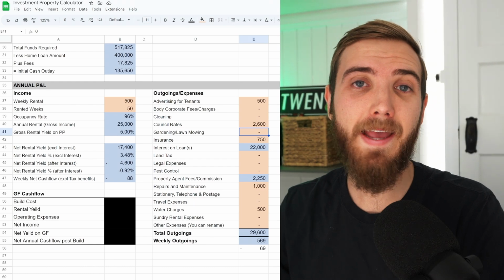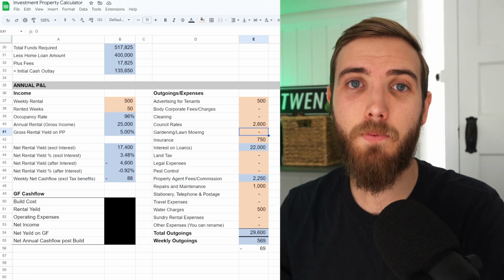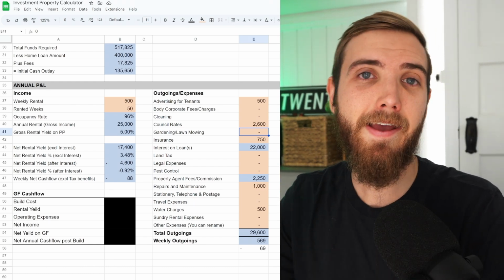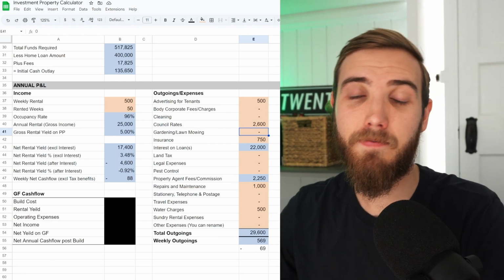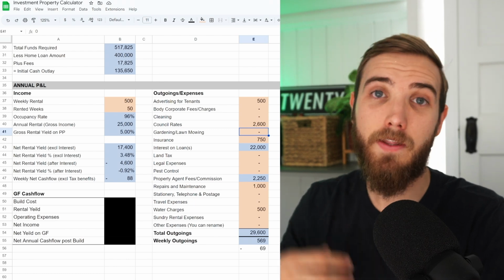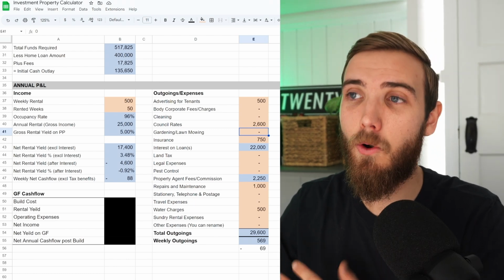You own the property and therefore you need to pay the council rates. Whether it's your own home or an investment, everyone pays rates to the council. That's for your bins, for the maintenance of parklands, for the sewer and water and all those types of things covered by council.